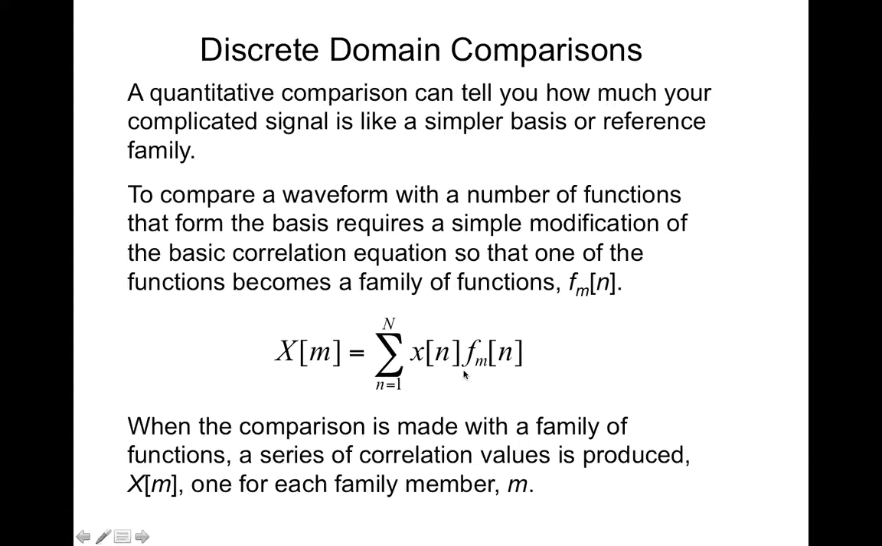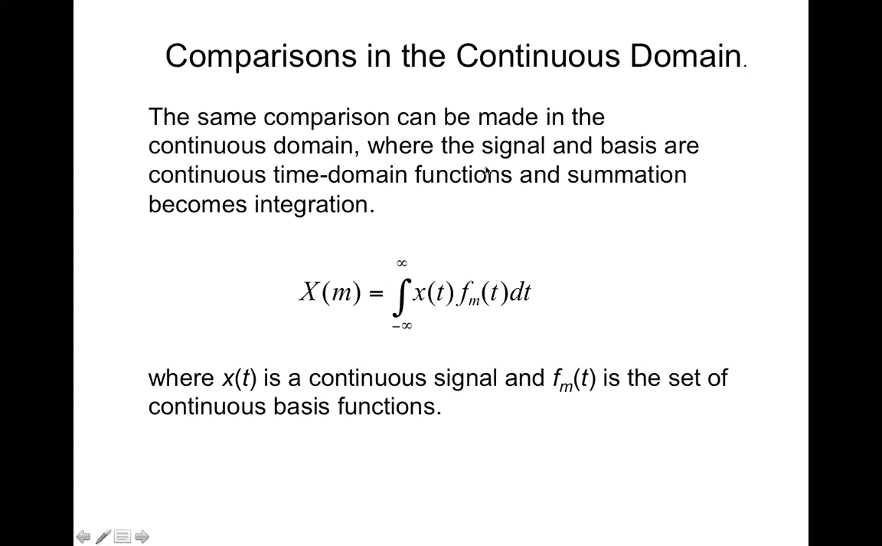So one example of where this might be useful is, let's say we're concerned that we have 60 hertz noise showing up in one of our signals. We could do a correlation of our signal with 60 hertz and determine how much 60 hertz signal is present in our signal that we've measured. In the continuous domain, this is done through integration.